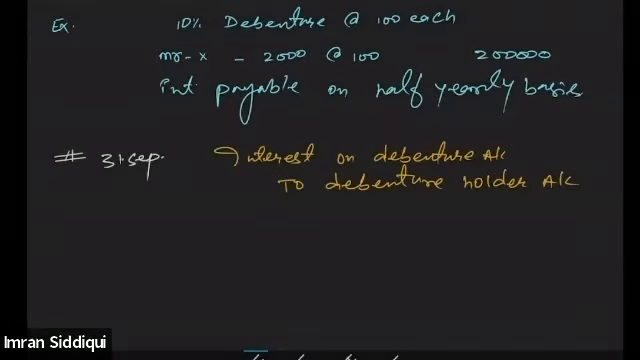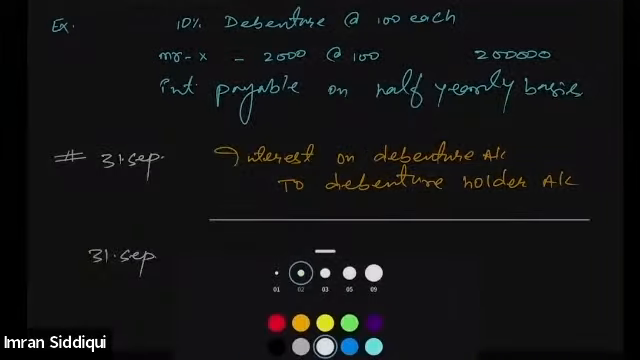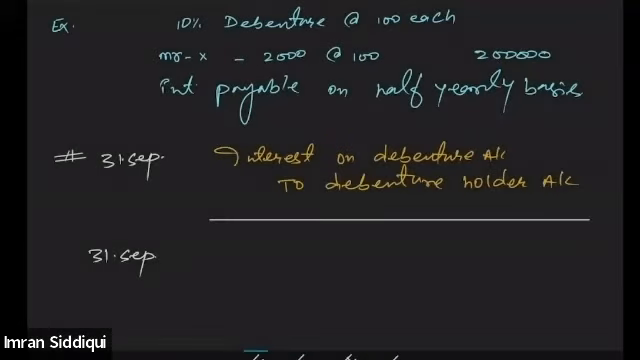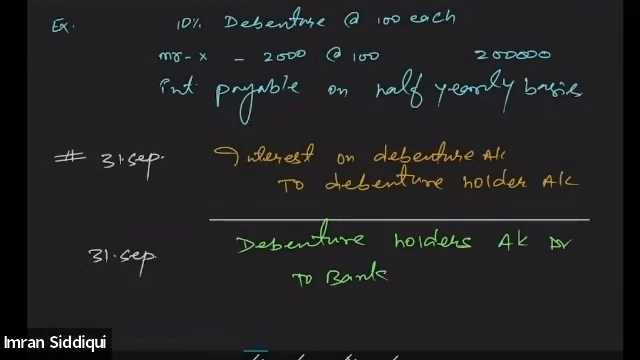And apart from this, we have to pass another entry on the same date. The first was to make the interest due. Another entry will be done to pay the interest. So as on 31st of September only, we'll pass another entry for the payment of interest to the debenture holder, and the entry will be: Debenture Holder Account debit, to Bank. Understood? Is it clear or not?